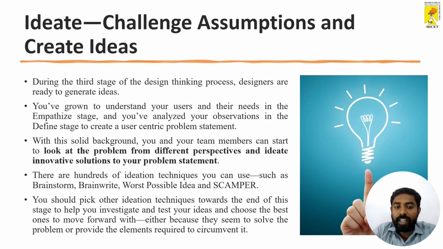There are hundreds of ideation techniques that you can use, such as brainstorm, brainwrite, worst possible idea and SCAMPER. Brainstorm and worst possible idea techniques are typically used at the start of the ideation stage to stimulate free thinking and expand the problem space. This allows you to generate as many ideas as possible at the start of ideation, and you should pick other ideation techniques towards the end of the stage to help you investigate and test your ideas and choose the best ones to move forward with, either because they seem to solve the problem or provide the elements required to circumvent it.